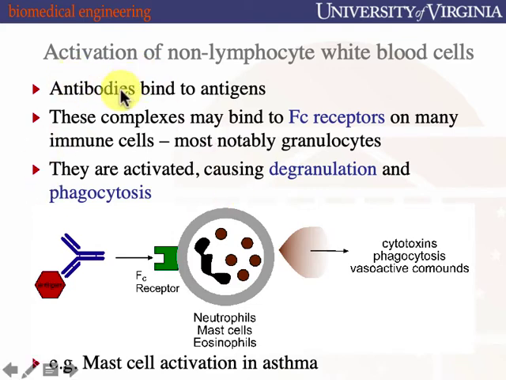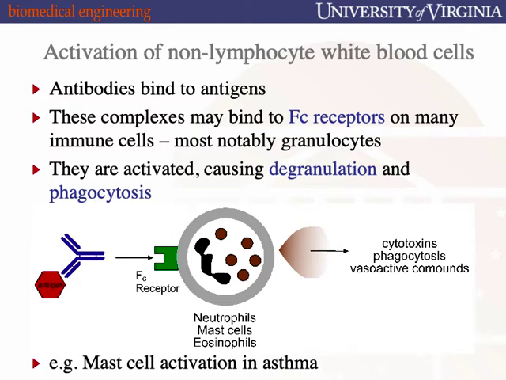All right, so the antibodies are going to bind to antigens. They're going to form fairly large complexes. And in the case of macrophages, neutrophils, mast cells, and eosinophils, these non-lymphocytic white blood cells, they're going to bind the Fc receptors, and once they're activated, they'll cause degranulation or phagocytosis. In the case of mast cells, that massive degranulation is what we associate with things like asthma. So that was a good question. Any other questions about this?